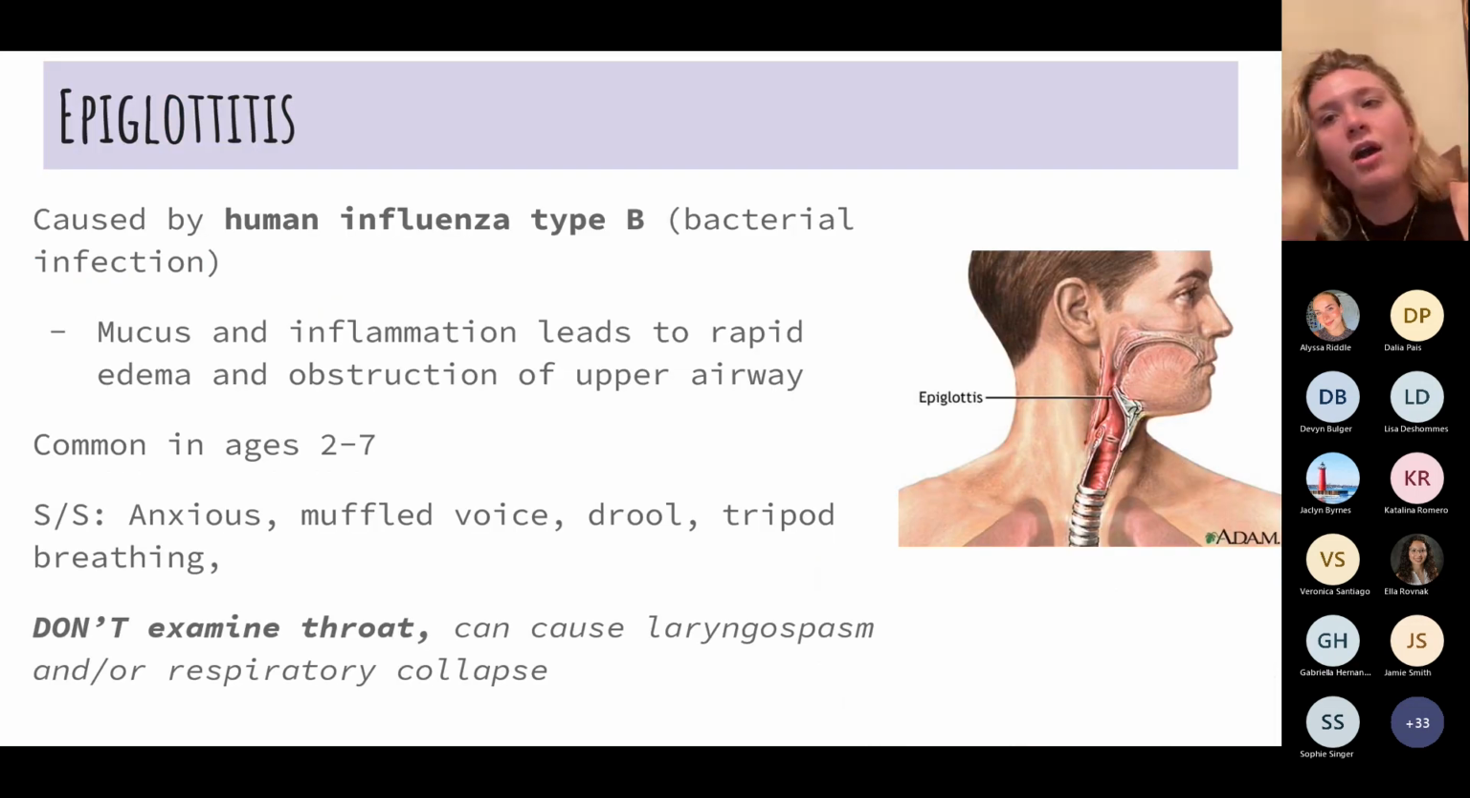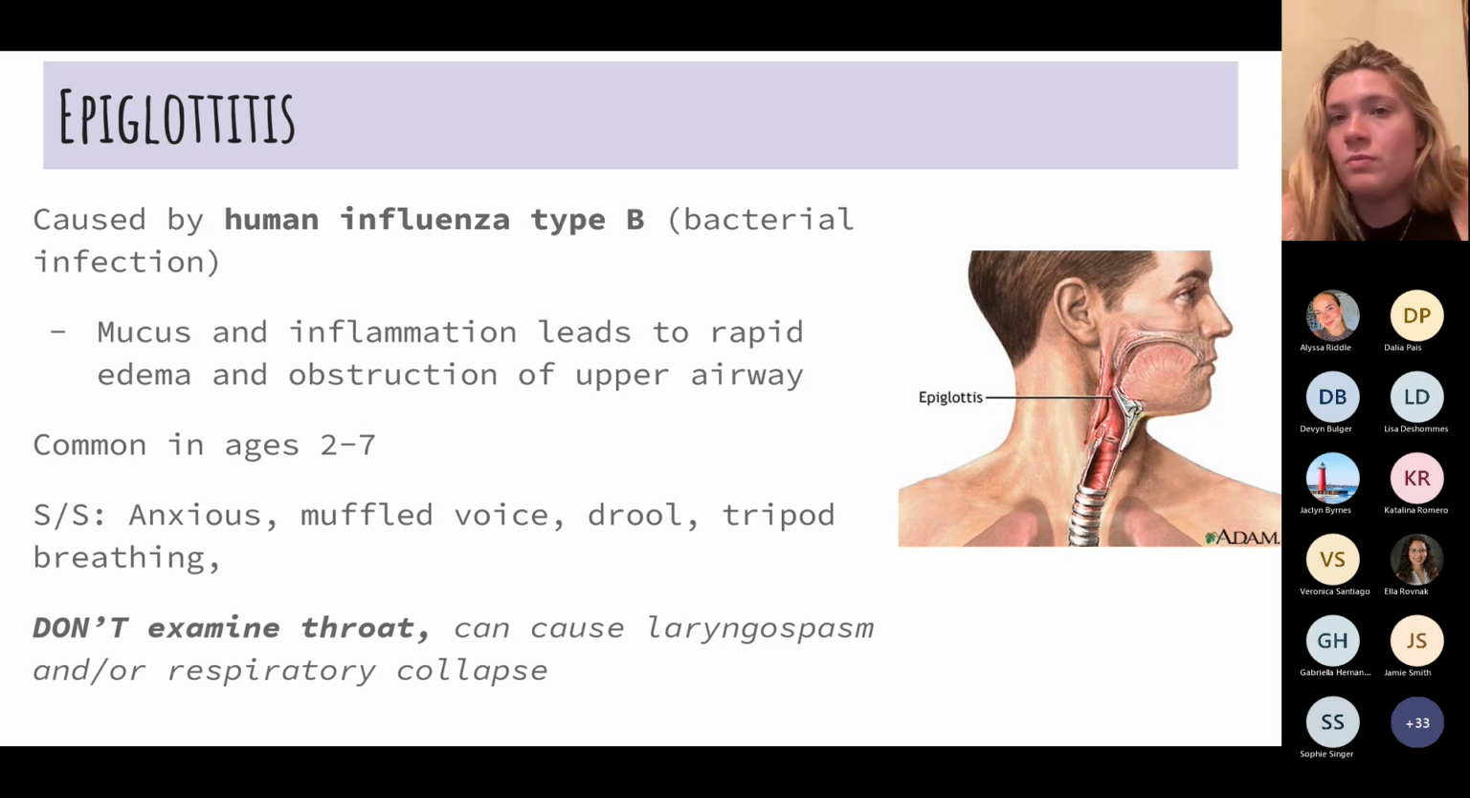Epiglottitis, this is our inflammation of our upper airway. It's almost always caused by our Hib infection, really common in kiddos. What I do need to emphasize is if you suspect epiglottitis, they are drooling, they are in tripod, their voice is muffled, do not examine their throat. Do not touch anything in their throat. Do not take a tongue blade and stick it down their throat. This can cause a laryngospasm, which will lead them into respiratory collapse.